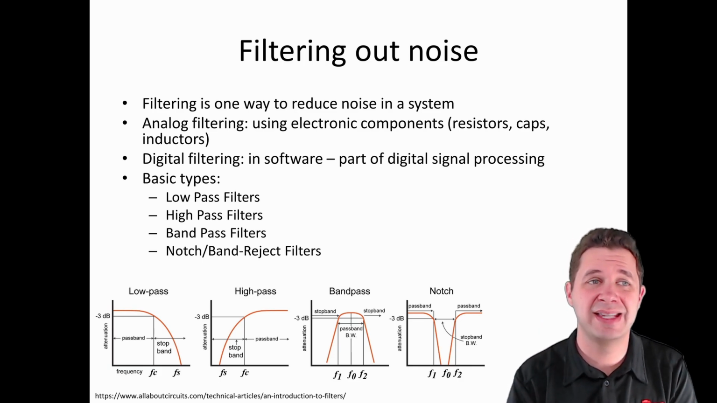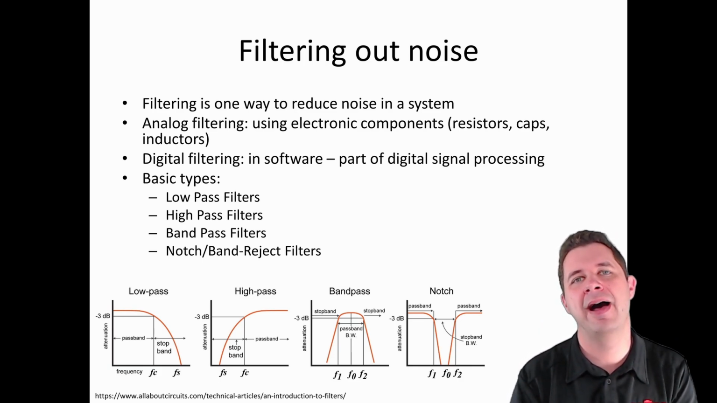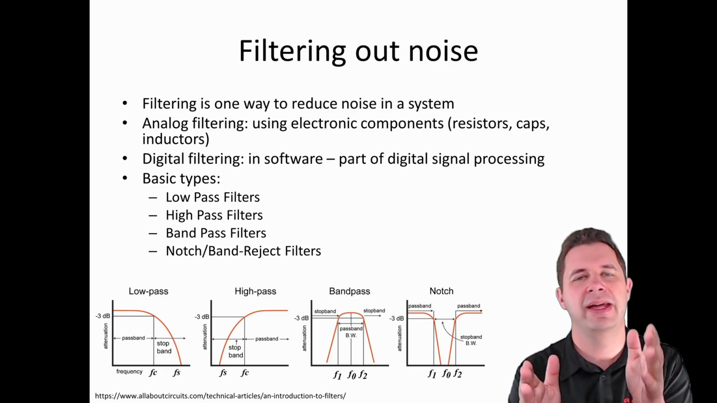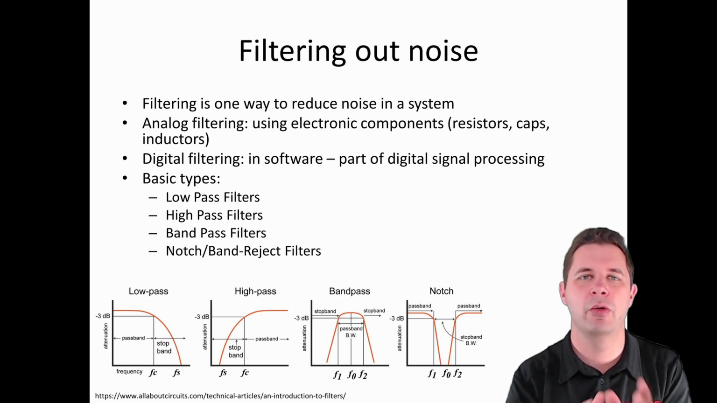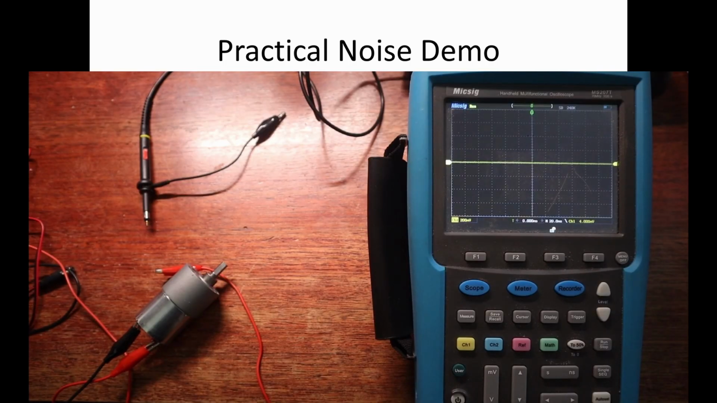For example, with that 60 hertz or 50 hertz that we get from power lines, we want to reduce everything from maybe 49 hertz to 51 hertz. So we can reduce that in there. Now we'll look at some practical examples of noise being induced into a system. I'll now give you a few practical examples of measuring noise in a system and demonstrating how that noise can be coupled into a system.